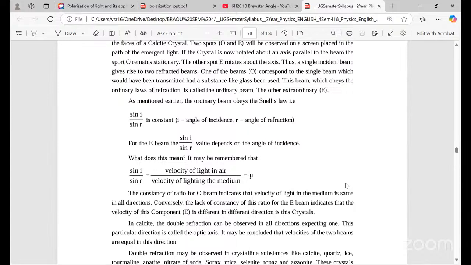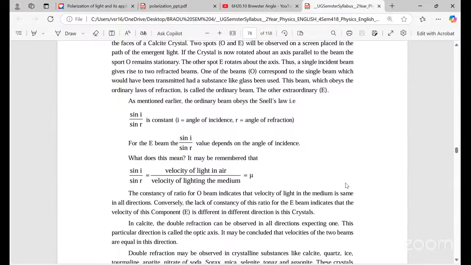And what do we mean by this condition here? Sin A corresponds to the velocity of light in air, and sin R to the velocity of light in the medium. That means the medium may be a denser medium, that means a glass material. So sin A by sin R is nothing but mu. Mu means the refractive index.